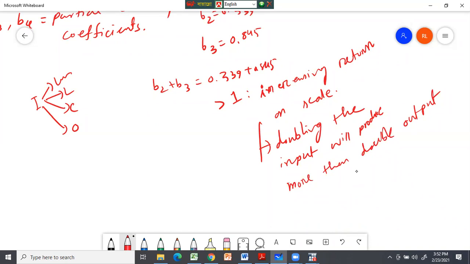Or if the value of your return to scale, which is found by the summation of the coefficients of those inputs, so we have used here only labor, which is formed as employment, another one is capital, which is formed as fixed capital here.